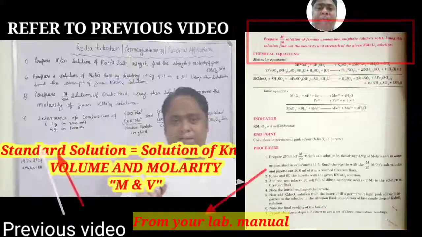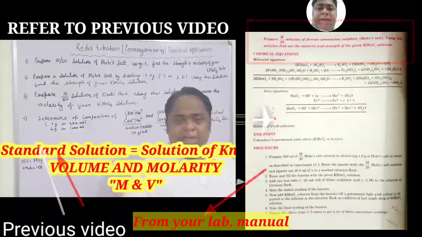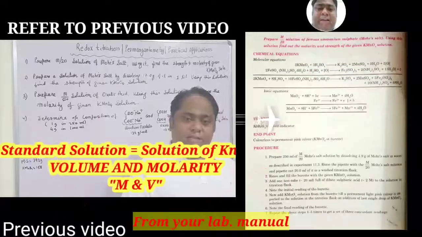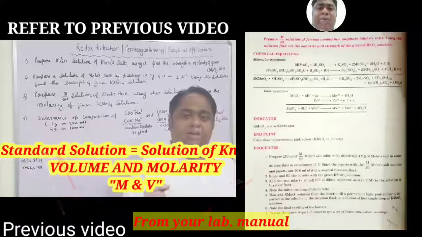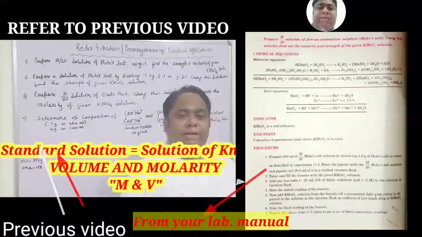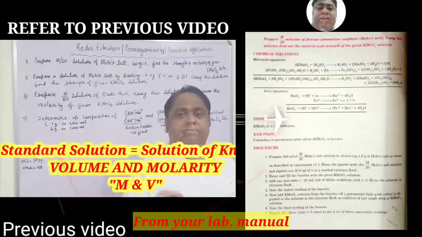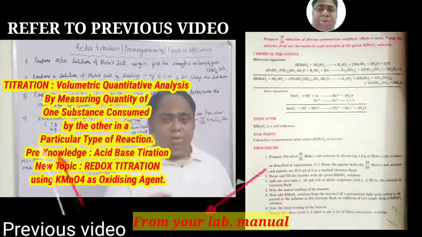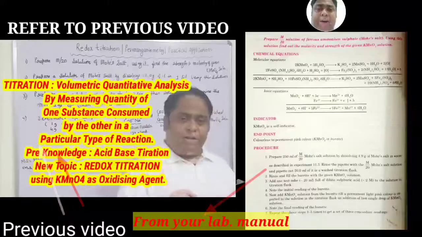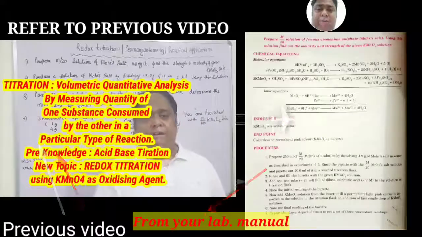So if you have seen the previous video, I had explained about primary standard and secondary standard. Here KMnO4 is a secondary standard and hence its volume and strength has to be found out. So volume we can measure using a pipette and strength we can find out by the stoichiometry of the redox reaction given.